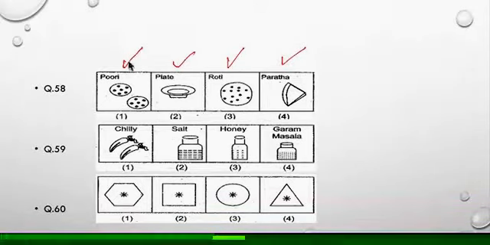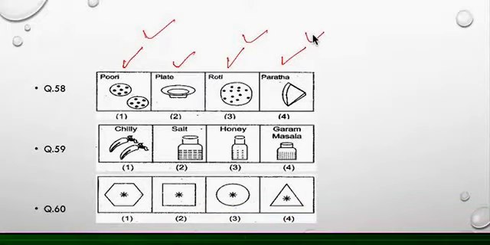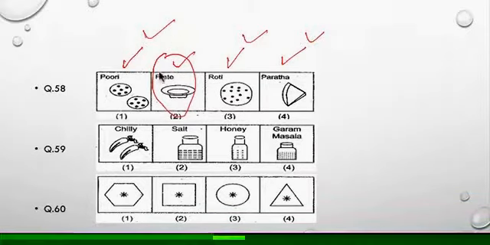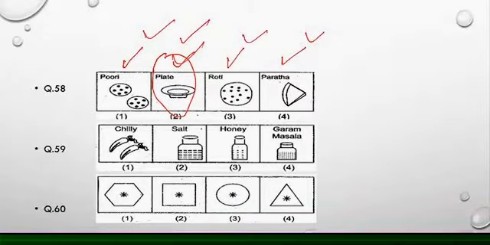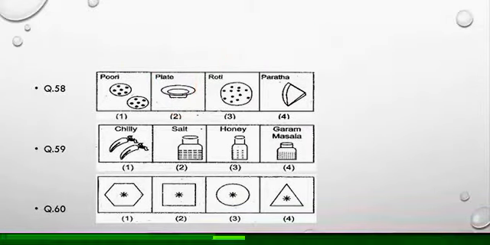We can see that puri, roti, and paratha are food items, but a plate is not a food item, it is a utensil. So for question number 58, the answer is 2. Let's go to question number 59.